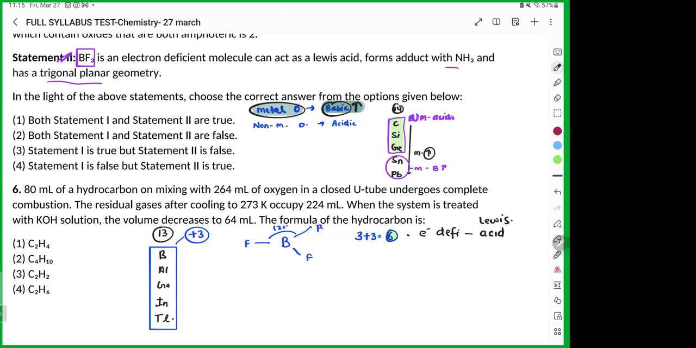Any doubt? When it has a shortage of electrons, ammonia has an extra 2 electrons. So what will happen? BF3 will try to form an interaction with ammonia. Why? Because ammonia will try to donate its 2 electrons. And in BF3, boron has 3 electrons, and for all 3 electrons you have bonds.